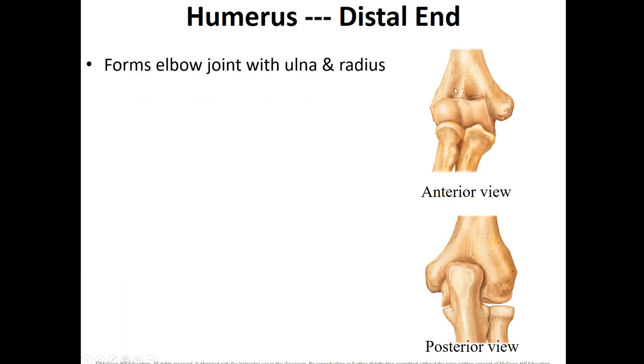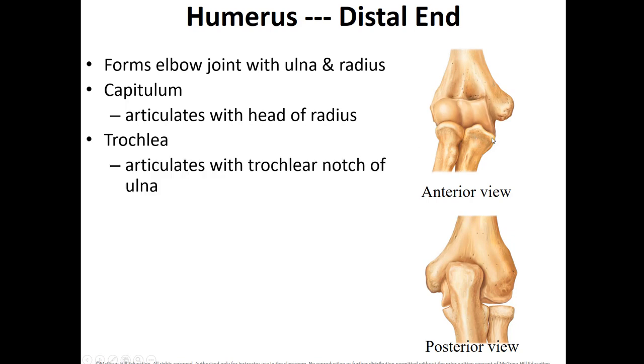When we look at the distal end of the humerus, you have the radius on the lateral side and the ulna on the medial side, and that forms your elbow with your humerus. The head of the radius articulates with the capitulum of the humerus, this nice rounded area. Your ulna articulates with the trochlea. The part of the ulna that articulates with the trochlea is called the trochlear notch.